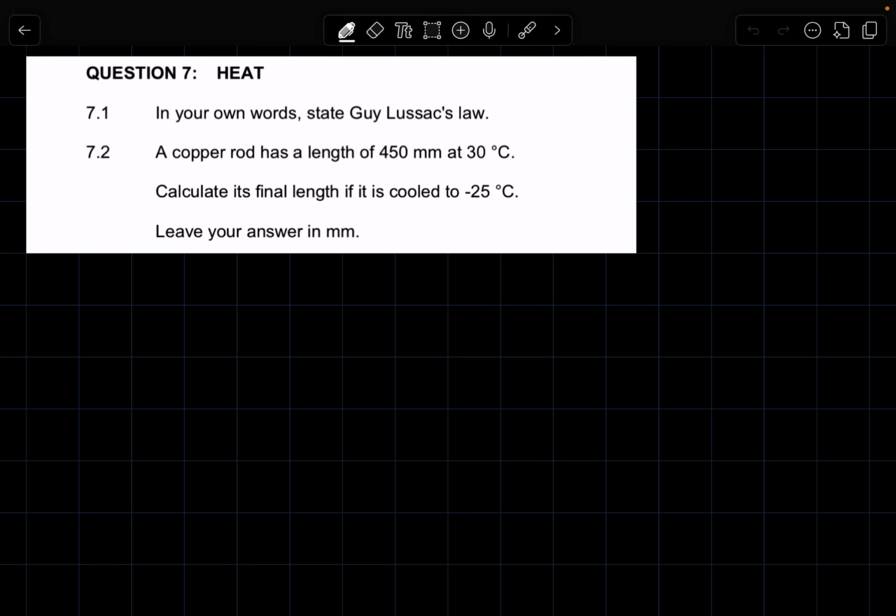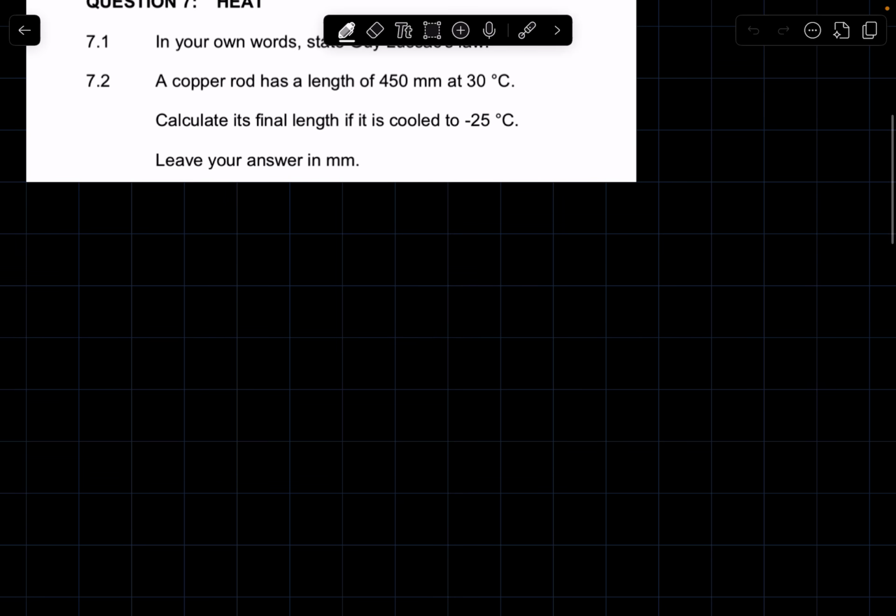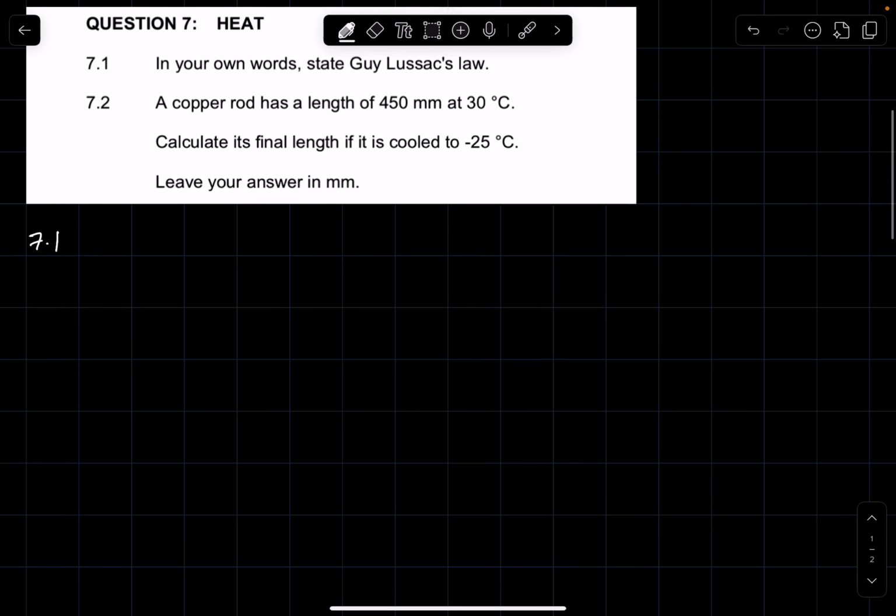Question 7.1: in your own words, state Gay-Lussac's law. Now, Gay-Lussac's law falls under gas laws, which we will get to later. For now, let us just look at 7.2. Once we have covered gas laws, you will know how to state Gay-Lussac's law. But for interest's sake, let us state it.